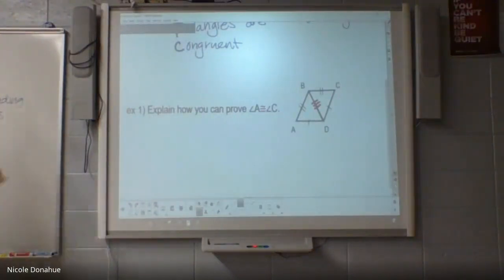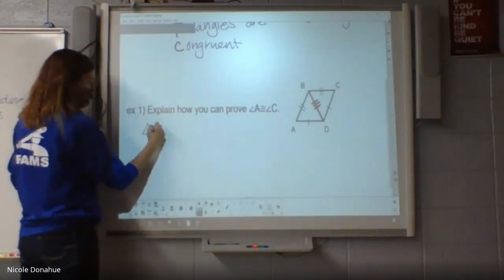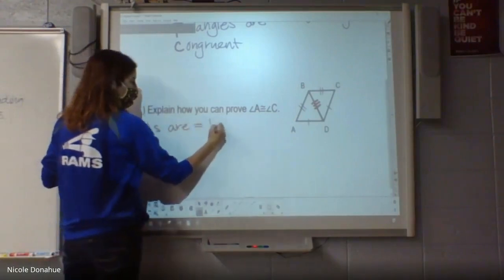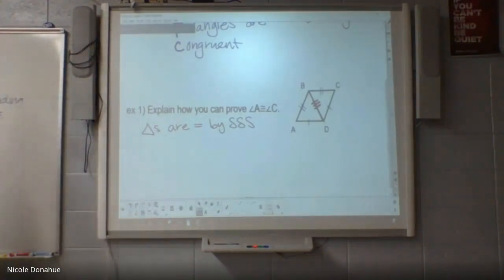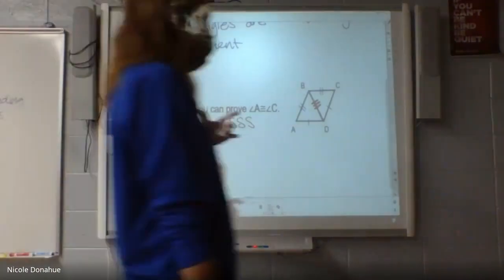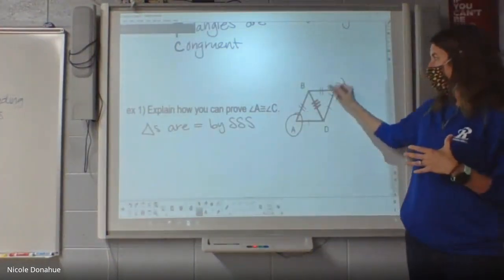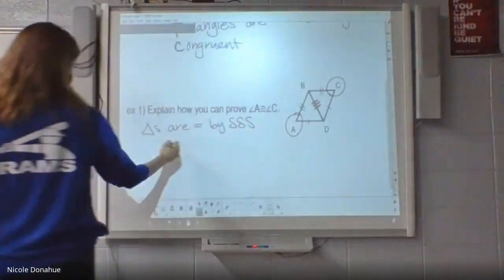Side, side, side. So the triangles are equal by side, side, side. This isn't really like a proof. I'm just trying to explain ourselves. So the triangles will be equal by side, side, side. And then if the triangles are equal, they're identical. They're identical twins. So if those are identical twins, A has to equal C by this new rule.